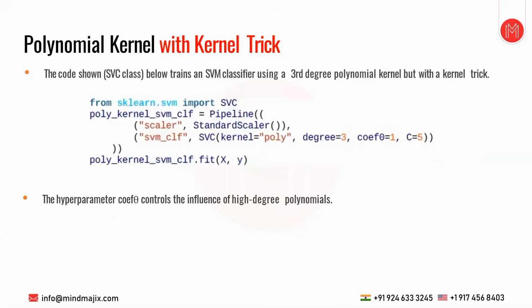After that, let's talk about some more things about the polynomial kernel. As for the equation, the code is there. Whenever we work with a linear kernel, here we set kernel equal to polynomial. Through this type of polynomial kernel, we get an idea of how it works. The hyperparameter coefficient theta controls the influence of high-degree polynomials, and that is how it works.